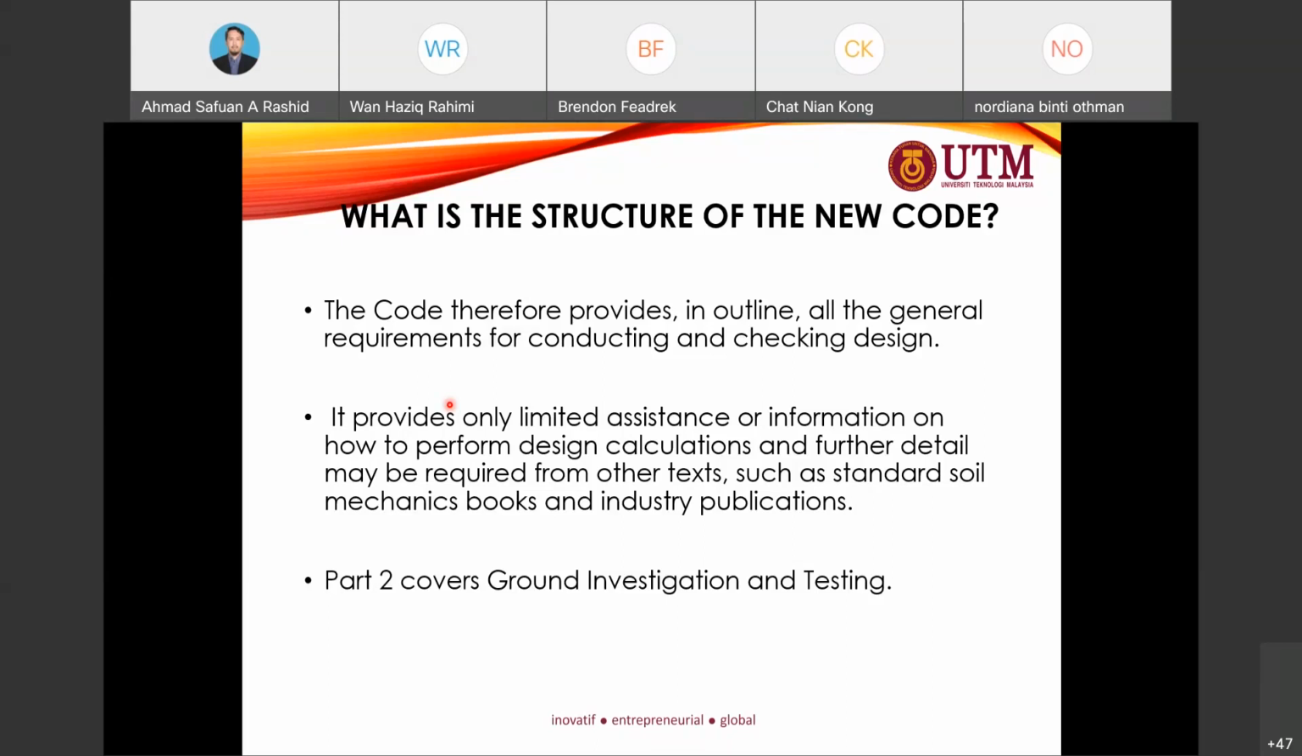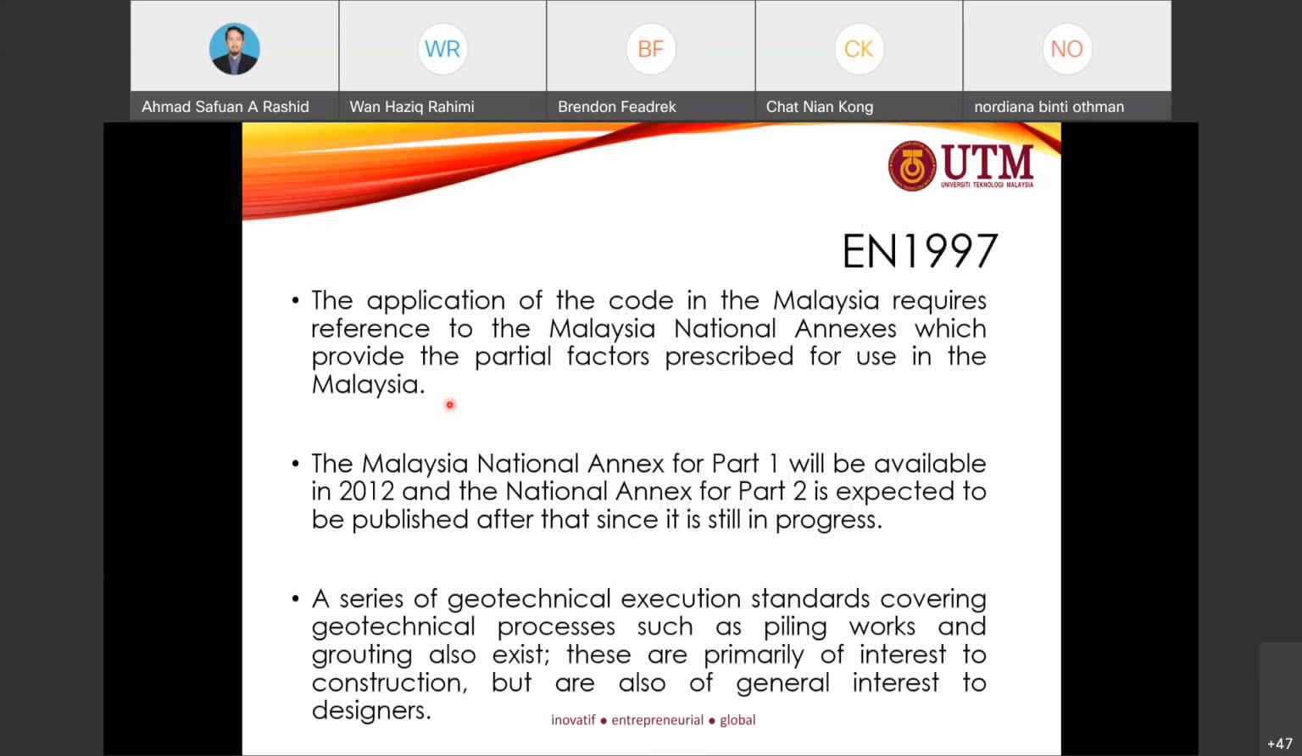So Part 2 covers ground investigation and testing. The application of the code in Malaysia requires reference to the Malaysian National Annex, which provides the partial factors prescribed for use in Malaysia. That's why there are slightly, very minor differences.